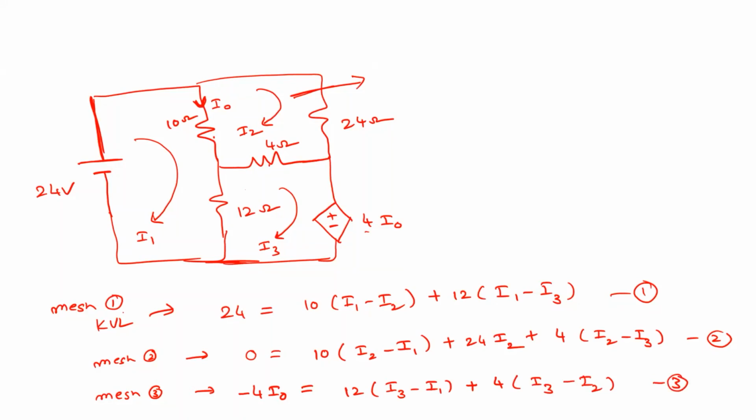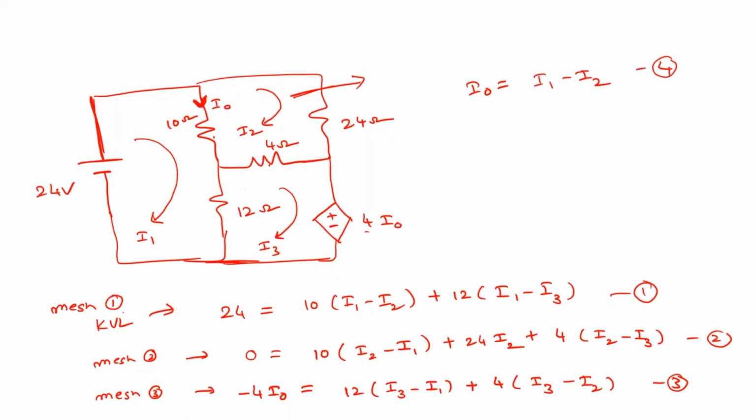But how many unknowns are there? Four: I1, I2, I3 along with this I naught. Notice carefully: what is the value of I naught in terms of I1 and I2? I1 minus I2. I1 is flowing downwards and I2 is flowing upwards, so I naught is I1 minus I2. So this is the fourth equation.